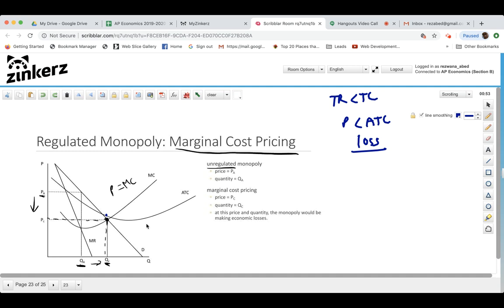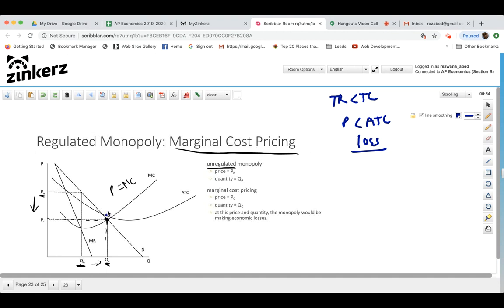The monopoly will then be like, hey, government, this is great. You came in, I'm producing more, I'm charging a lower price, but look at what you did to me. I am now losing money all over the place. I'm at a loss, I'm not going to be able to sustain this. I have to go out of business really soon, exit this industry.